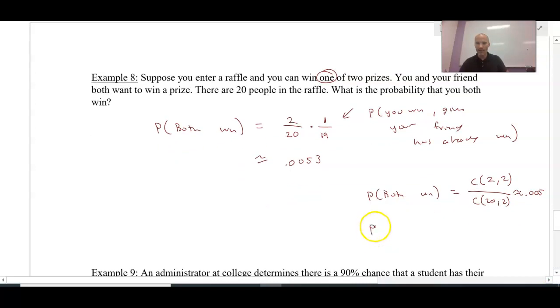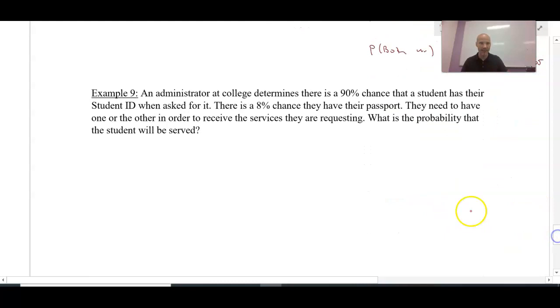Now, if you were considering order, you could also write this as, assuming the prizes are different, permutation 2, 2 divided by permutation 20, 2, and guess what? You're still going to get 0.005. With combinations and permutations, as long as you're using the same thing in the numerator and denominator, you're going to get that nice cancellation, since a combination divides the permutation by permutation 2, 2. Anyway, long story short, they cancel out. But you can do it as multiplying the probabilities together, or you can do it by using counting methods.